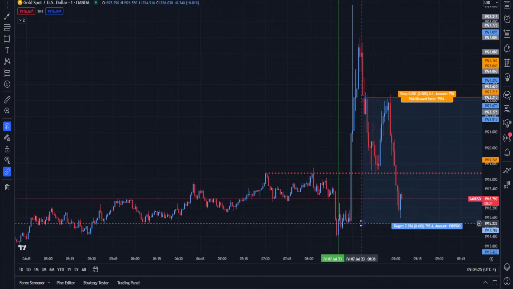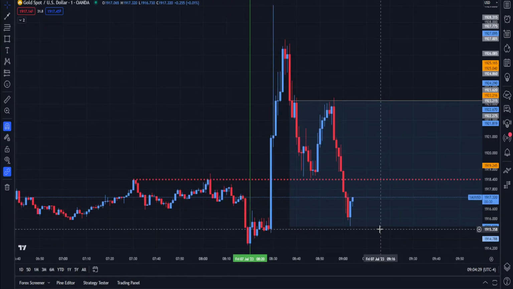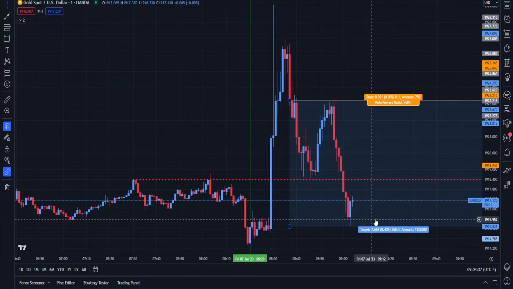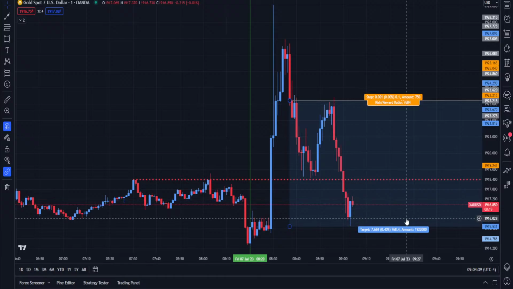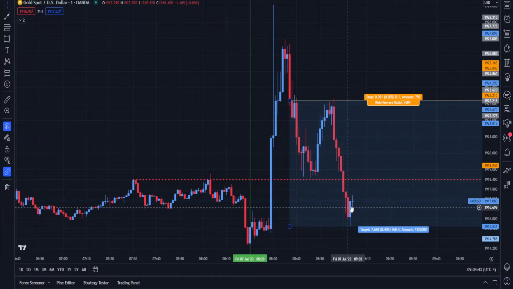So my TP was just a little bit high. It was a little bit shy of this because this one never really hit it. But if the spreads were a little bit lower, then obviously I would have hit it. But regardless, it was a profitable trade.